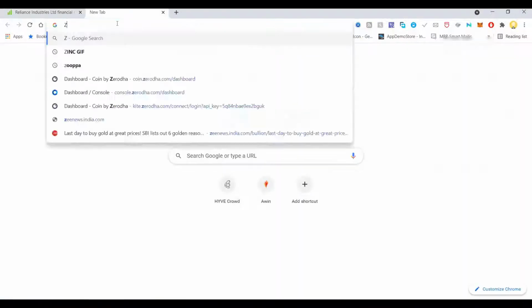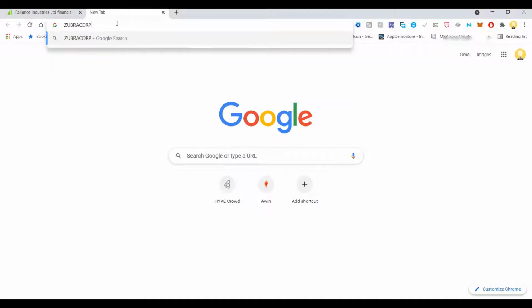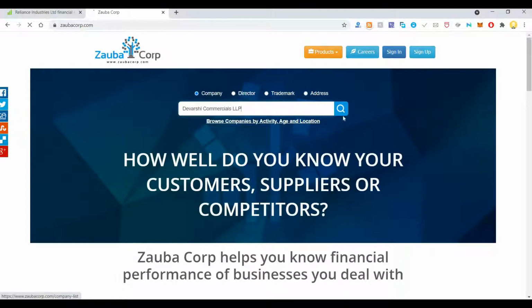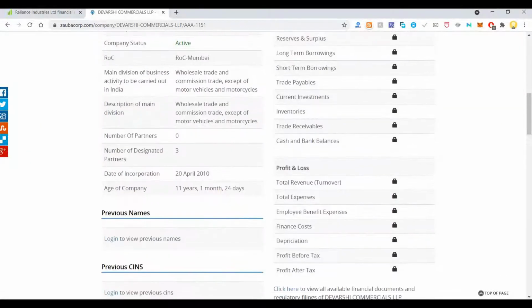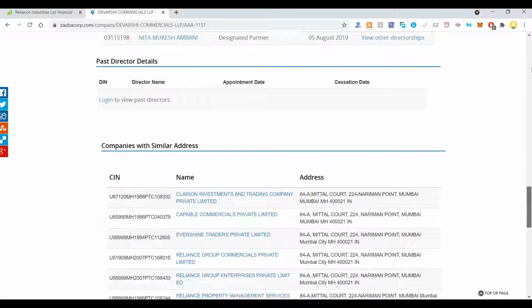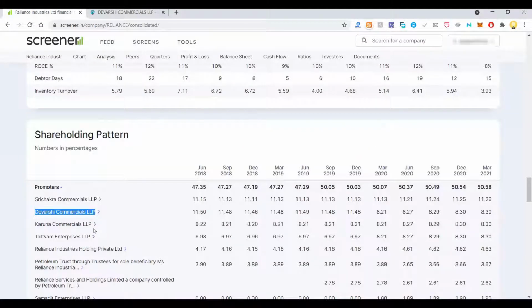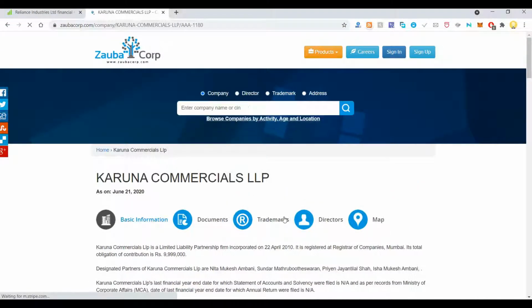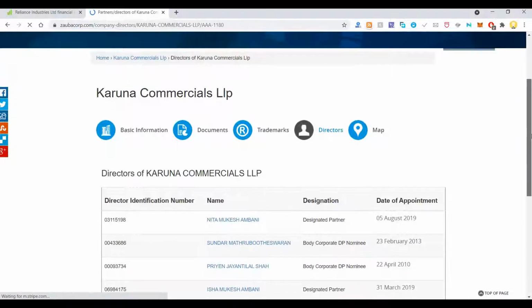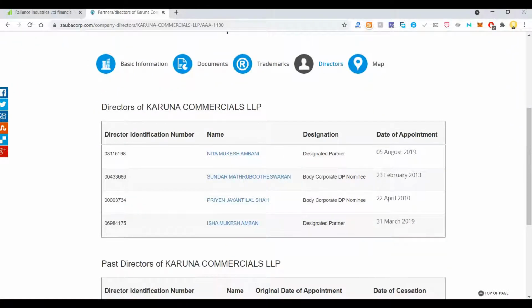And if you Google some of these companies, it again might end up as a Reliance company. So one way to do that is to go by Zauba Corp and search for this company here. And if you search for the directors of these companies, say for example this, then you might end up with one of these Reliance directors. Yeah, so let me go to the directors of Karuna Commercials LLP. You see Nita Mukesh Ambani, Isha Mukesh Ambani.